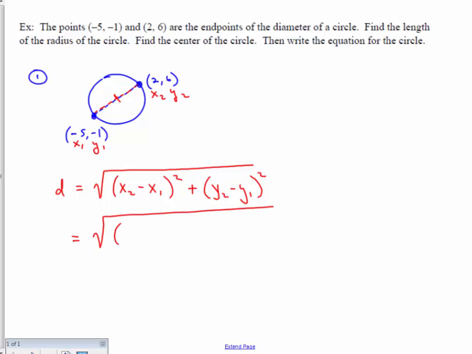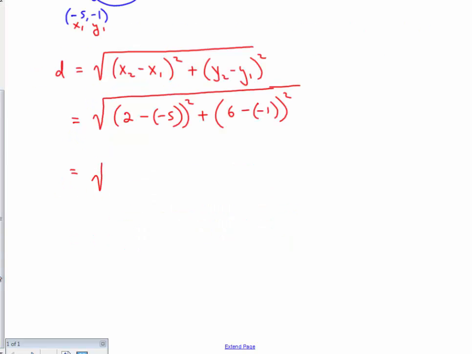x sub 2 is 2, minus x sub 1 is -5, square that, plus y sub 2 is 6, minus y sub 1 is -1, square that. Underneath the root, we want to simplify our signs and our values. I'll do a couple of steps in one step. 2 minus -5 would be the same thing as 2 plus 5, which is 7. So we'll have 7 squared plus 6 minus -1, which is the same thing as 6 plus 1. 6 plus 1 is 7.